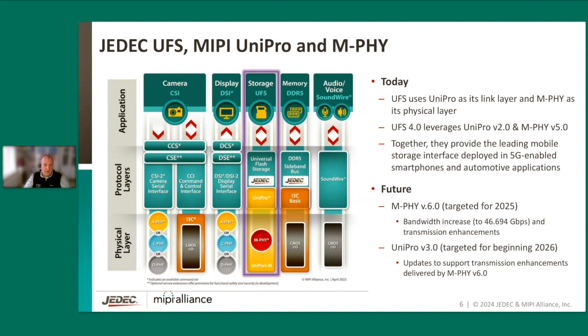To just give a little bit of an introduction as to why we're talking about three technical specifications today. Together they form a storage solution, the UFS storage solution, which is based upon the UFS 4.0 technical specification from JEDEC plus UniPro v2 and M-PHY v5. UFS uses UniPro as its link layer and M-PHY as its physical layer. And today they provide this leading storage interface that's enabled in many 5G-enabled smartphones, and also a growing number of automotive applications. Today we'll hear about current specifications, but obviously technical specifications by their nature constantly evolve. And we'll touch on what's happening in the future with M-PHY v6, which offers further bandwidth increases, and also UniPro v3.